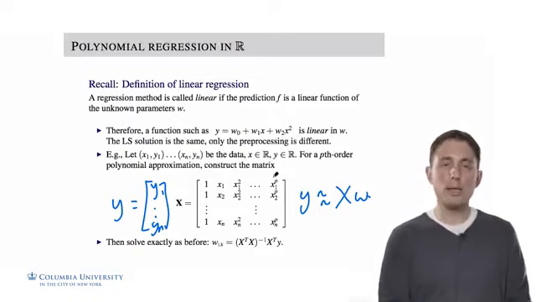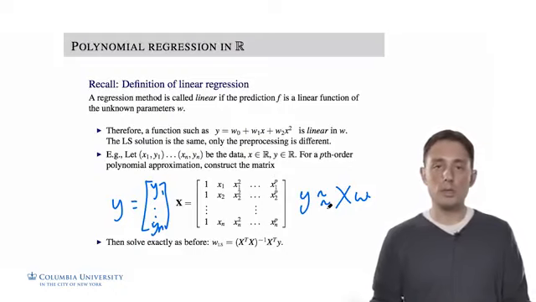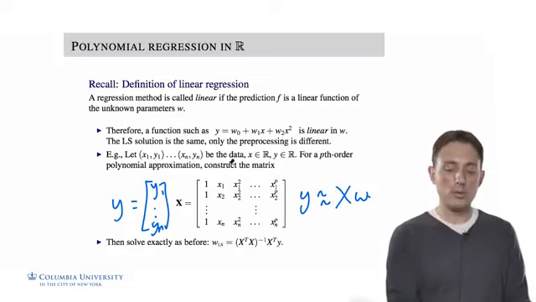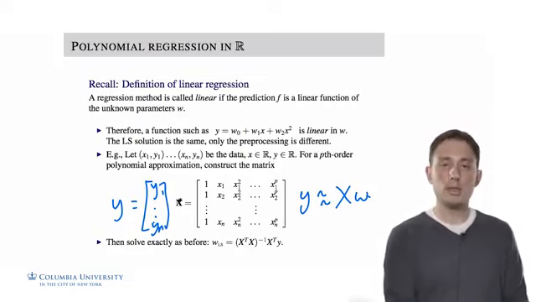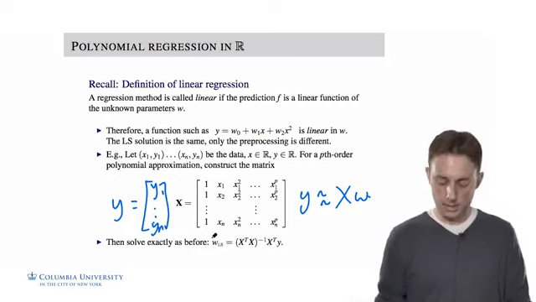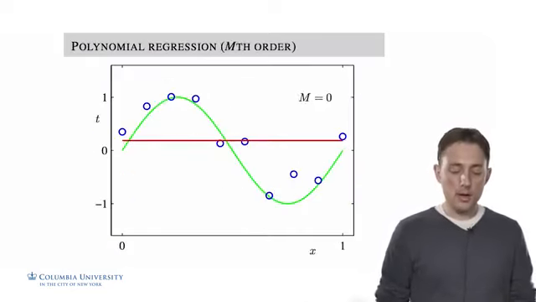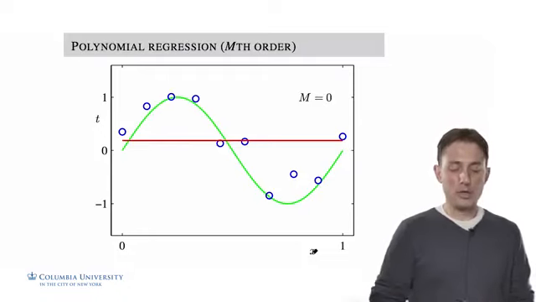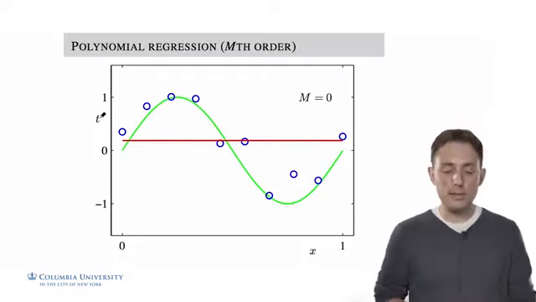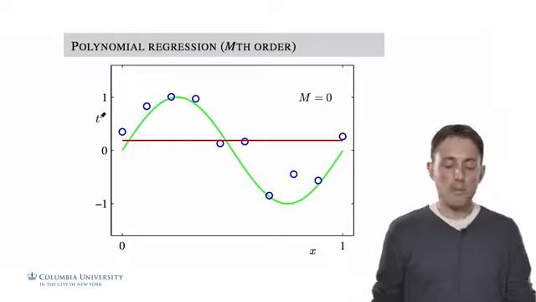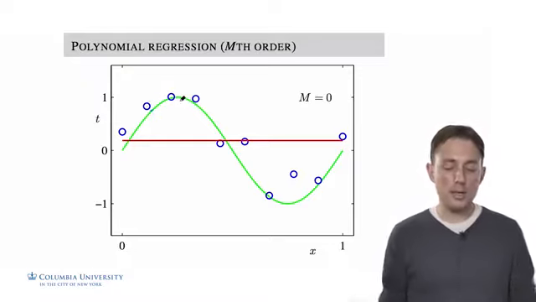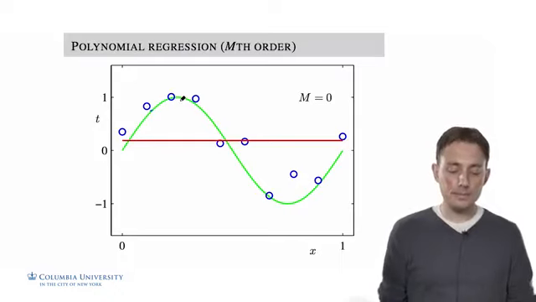And so that's a simple way that we can model a polynomial function of the inputs using least squares linear regression, where all we have to do is perform this pre-processing to construct our matrix X. So here we have a one-dimensional input X and a one-dimensional output, call it T. We have 10 data points, so 10 pairs of inputs and outputs indicated by these blue circles.